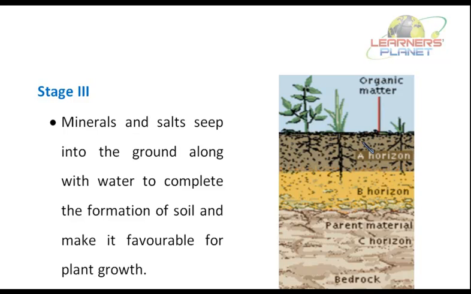So in stage 3, the roots will develop, the plants will grow towards sunlight, then this organic matter is formed, and here is the parent material where weathering has already taken place. So minerals and salts along with water complete the formation of soil, and make it favorable for plant growth. So these are the 3 main stages of the process of weathering.